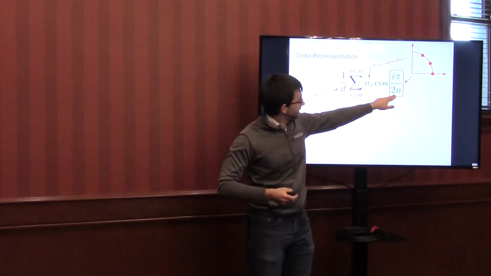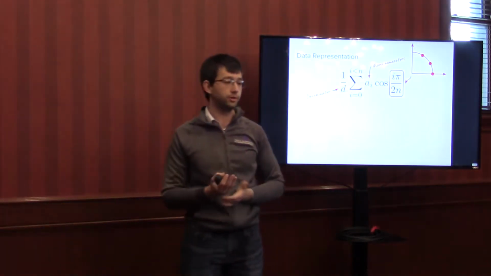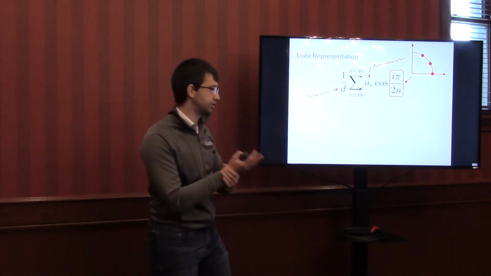And you can see that if we make n large enough, we can subdivide this angle as finely as we wish. And that means we can represent any rational fraction of 90 degrees.